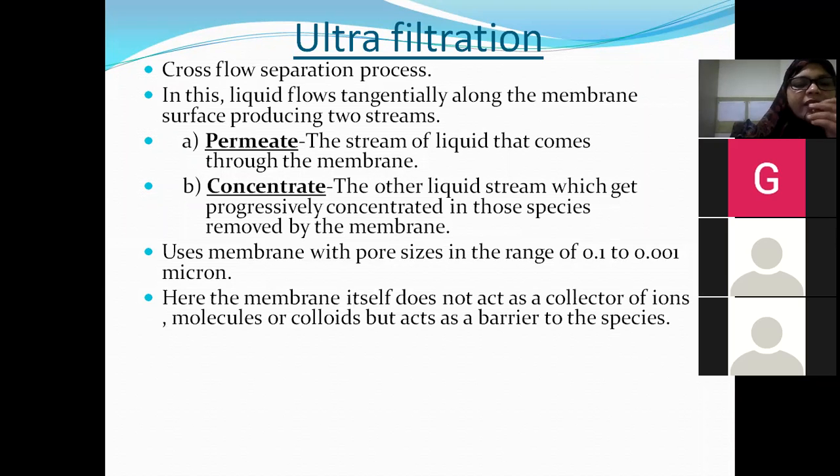Here also the membrane itself does not act as a collector of ions, molecules or colloids, but acts as a barrier to the species. So the impurities are not collected inside the membrane pores, unlike in ion exchange. In ion exchange, what was happening? H plus ions, calcium and magnesium ions were trapped in the resin, and instead, H plus ions were released from the resin into the water. So that was the collector.